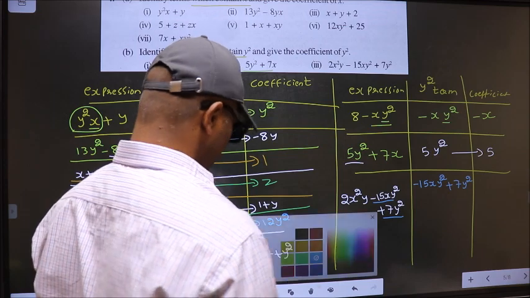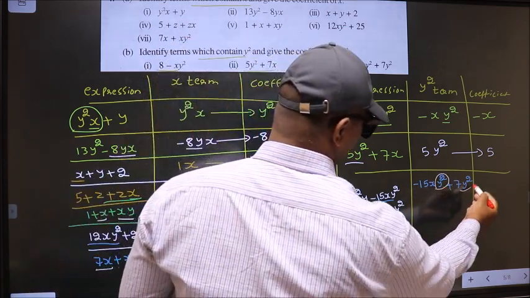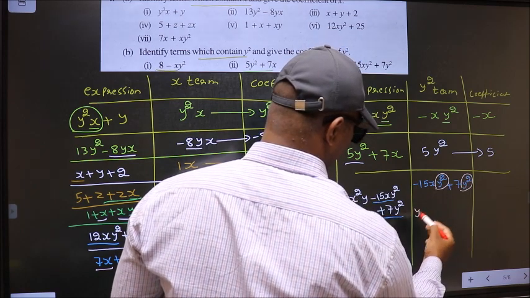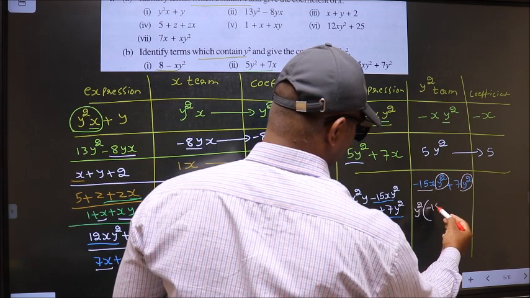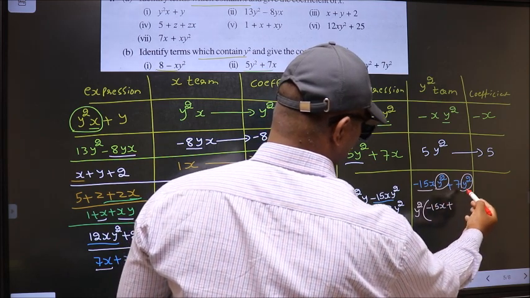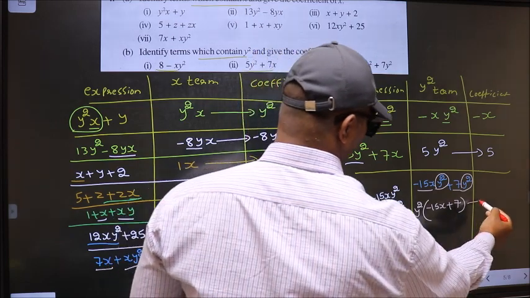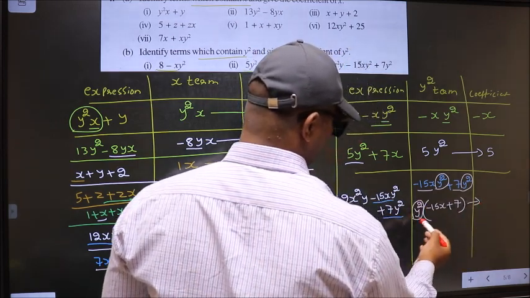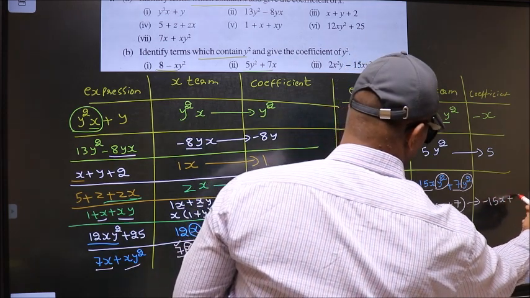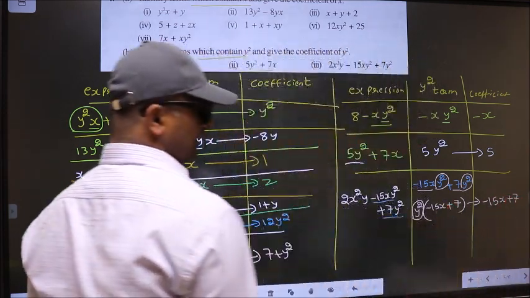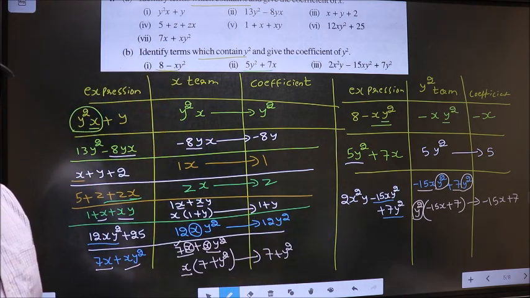Next. Now you take y square common, that is outside. So here you are left with minus 15x plus here you are left with 7. Now to get the coefficient, leave y square and whatever is left, you write that. So this is the coefficient of y square in this. So the question is completed.